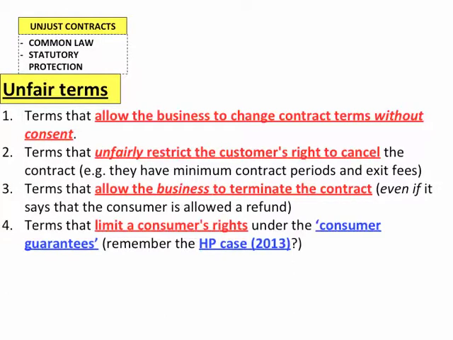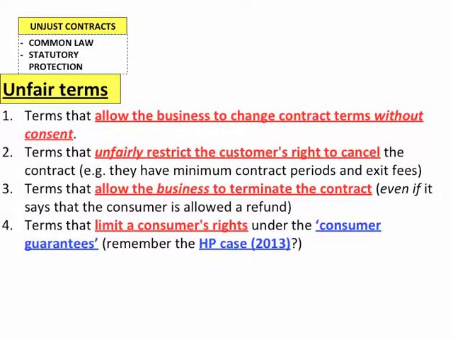And the fourth type were any terms that limit a consumer's rights under those consumer guarantees. Those standards implied by statute, those consumer guarantees, acceptable quality, etc. Remember the HP case? They had terms, and their people on the phones, in India or where they were, had gone against the consumer guarantees. They said, well, you don't really have these rights. You don't have a right to a refund unless we fix it multiple times, and that's not true. So you can't contract your way out of the statutory consumer guarantees.